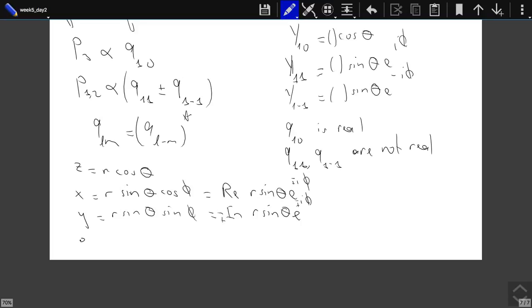Or in a different way, you can say that sine theta e to the power plus or minus i phi is equal to x plus or minus i y over r. Well, this is Y_1 plus or minus 1 with some coefficients.